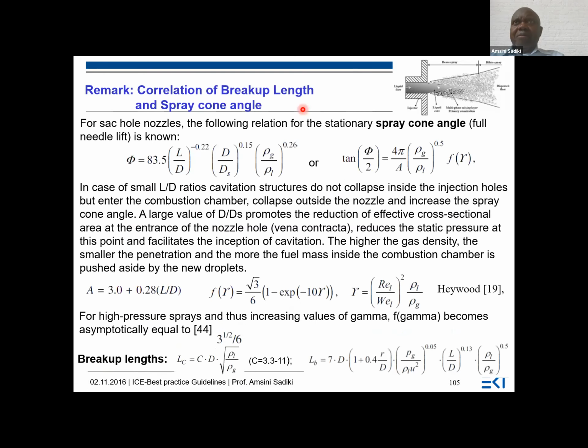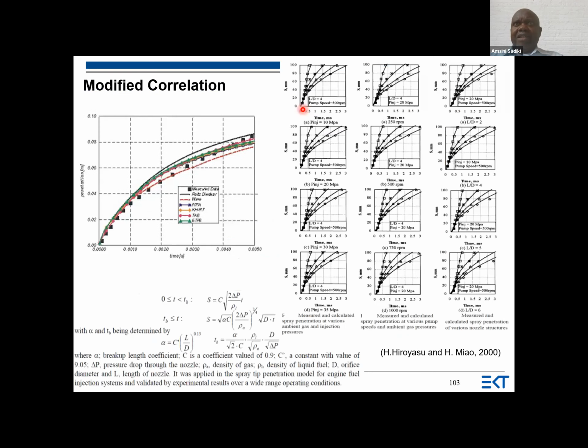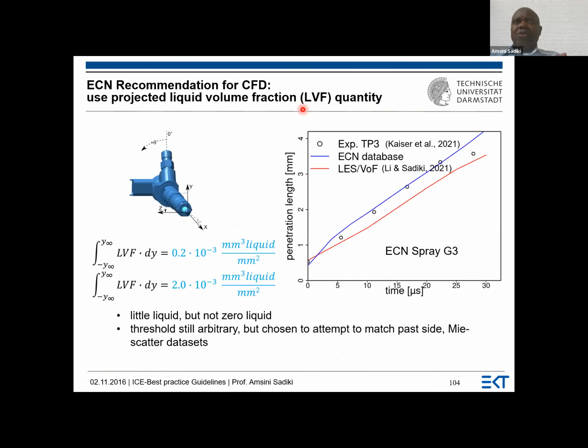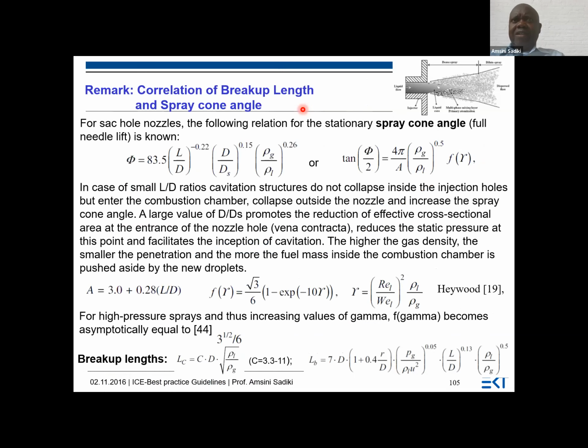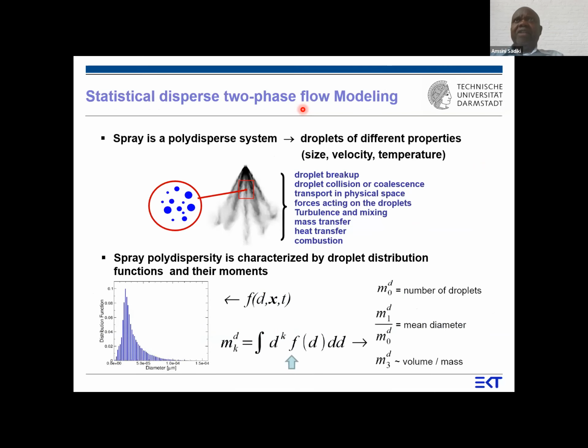We have seen this yesterday and today. I will complete this with the modified correlation regarding the penetration length and also how to calculate it. And for people who are interested, there is also a correlation for breakup lengths. I will send you this presentation. Now we move to spray transport and interface coupling. It is lecture number 9 and 11.